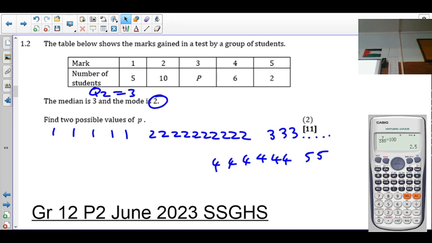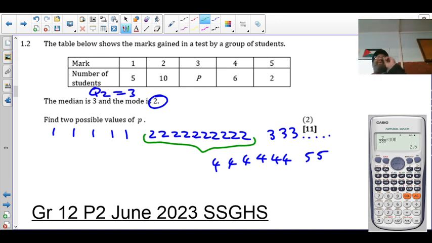So if your median is 3, what does that mean to say? The number in the middle is 3. So it's either an odd amount of numbers, which means 3 is in the middle, or if it's an even amount of numbers, there must be two 3s in the middle. Your mode is 2. So what does that mean? The number that occurs the most is 2. Which means 3 can't occur more than 10 times. So P has to be a number less than 10.